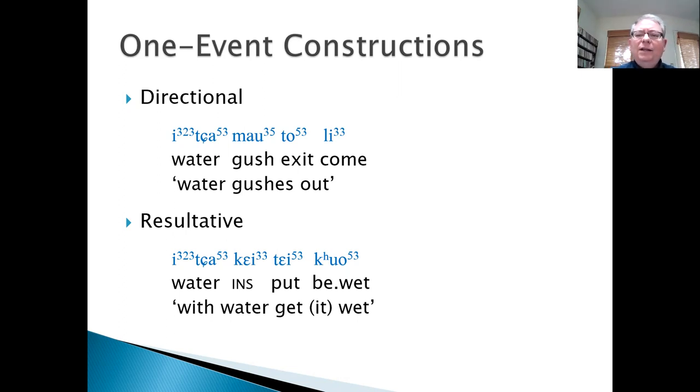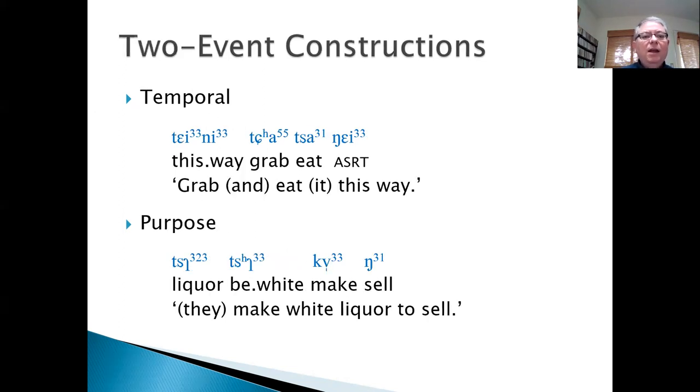If the last verb is a stative verb, so it's describing some state, then usually you're looking at some sort of resultative construction. So in this example below, we have "de kuo." So "de" means to put, and "kuo" means to be wet. So the idea is that you are putting something in water in order for it to become wet, right? So that's a single event that's happening, the making wet of something. So a resultative function.